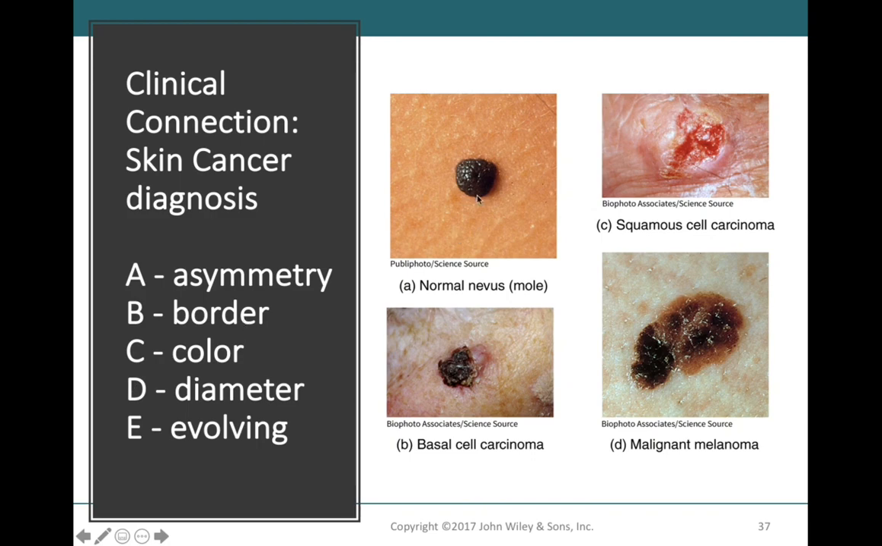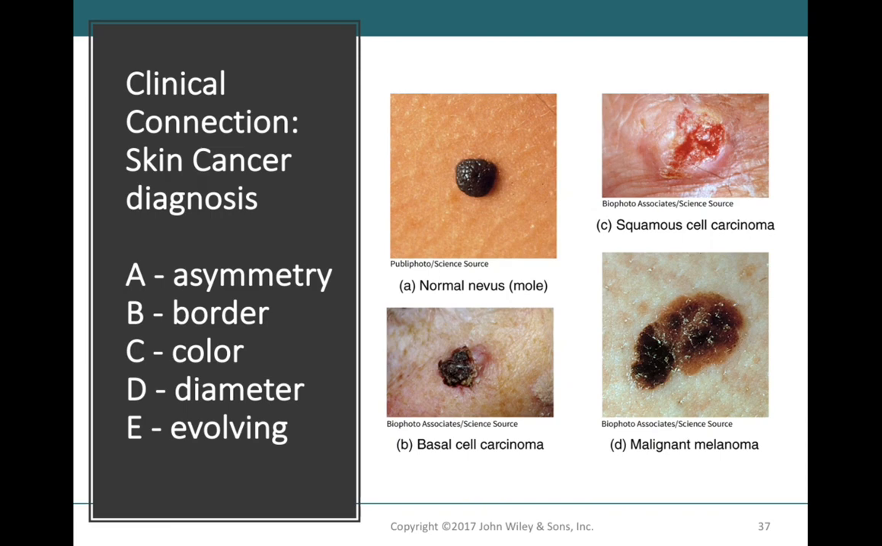Borders refer to a nice, crisp, clear border on the outside. Does it look as though this mole is contained, or does it look as though this might be spreading? You can see that this is a very clearly demarcated line between the spot and the skin itself. Over here with malignant melanoma, the lines are a little less clear. Some areas might have a clearer line than others, but around the entire spot, there's not necessarily a clear border.